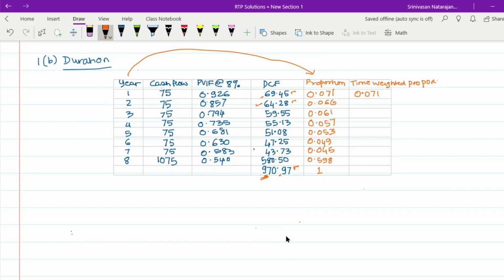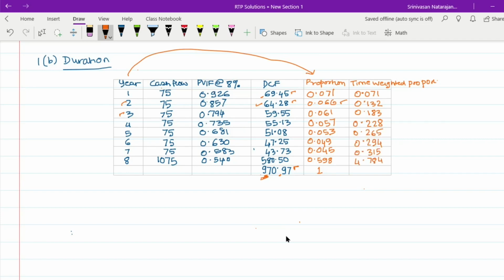The second year time weighted proportion would be 0.066 into 2, which is the period. So that would give us 0.132. And similarly, we calculate the time weighted proportion for each of these years. So for third year, it will be 0.061 into 3, which is 0.183.